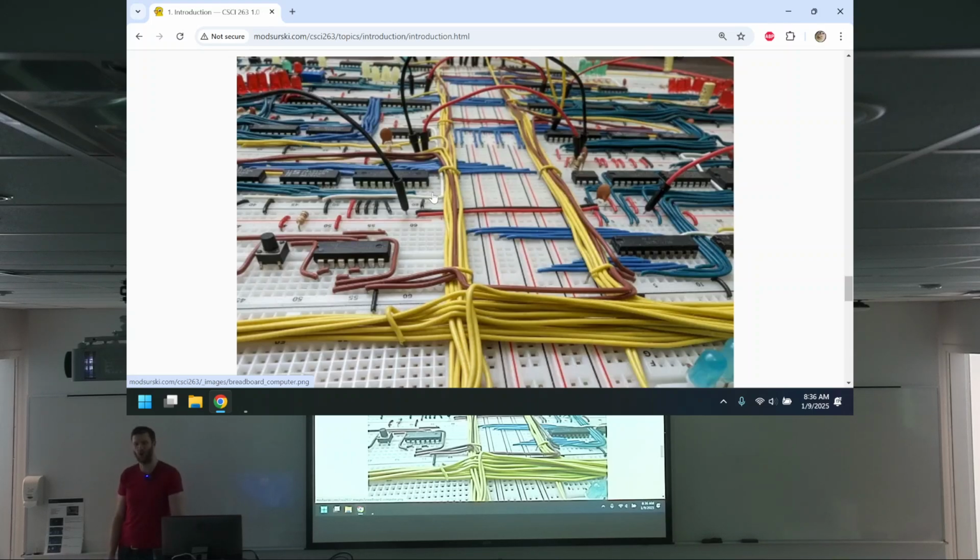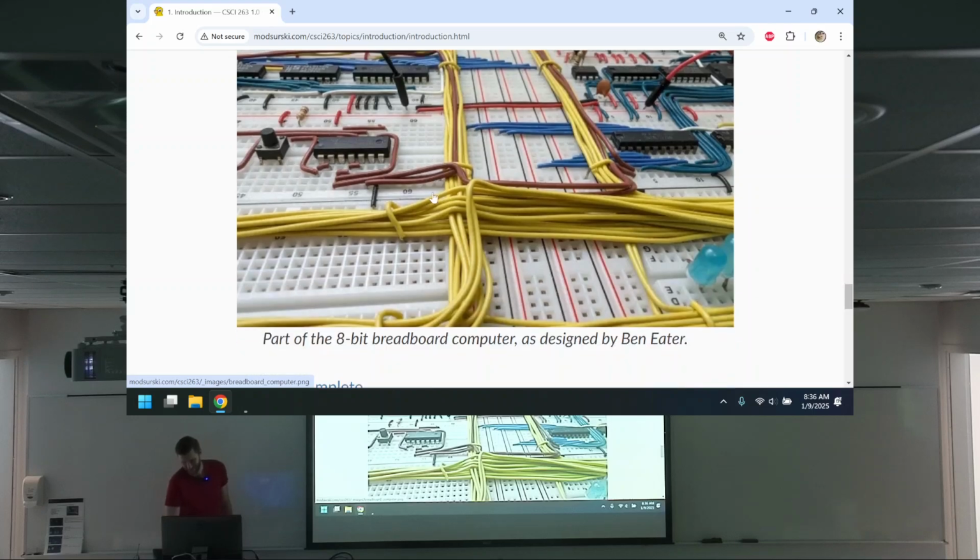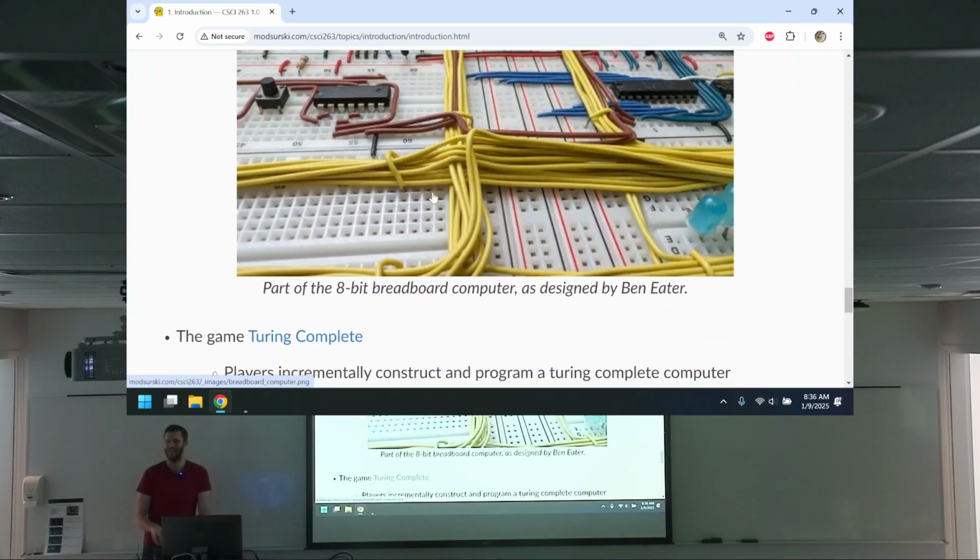Raise your hand if you know what Turing complete means. Yeah, that's fine. You don't have to at this stage. It has a limitation in what it can compute that your computers don't have.